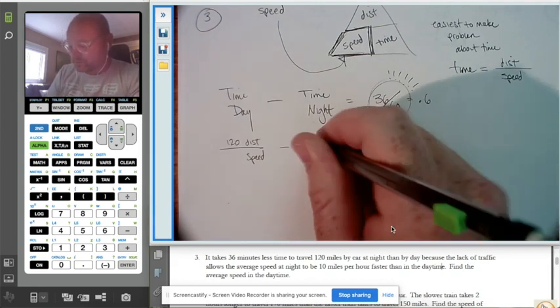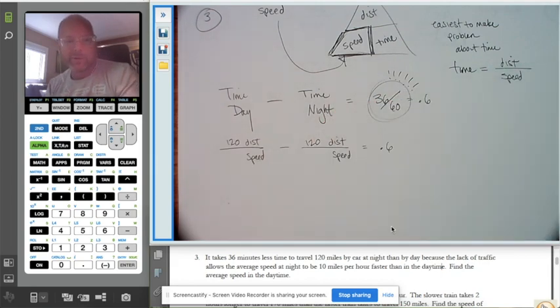I guess at night we're also traveling 120 miles, so I can go ahead and slap 120 into both of those. But what's the speed? The speed is the unknown quantity. Find the average speed in the daytime. So I don't know how fast we're going. I don't know how many miles per hour we're going in the daytime. So I'm just going to leave that as x.